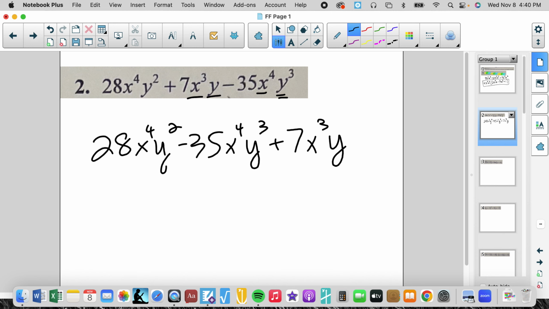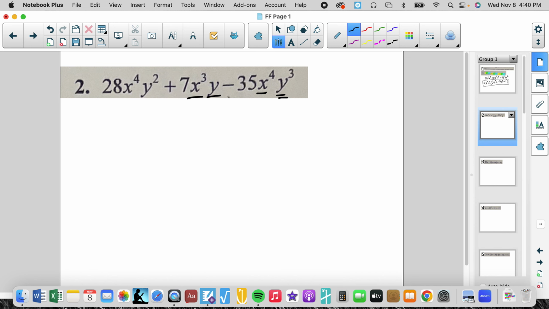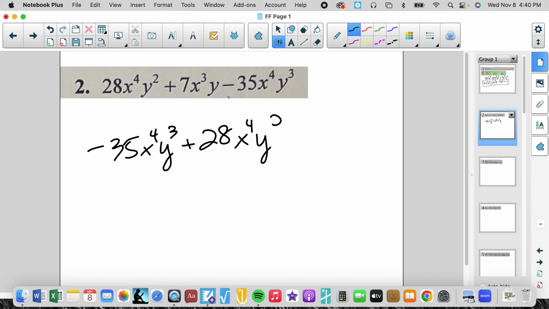Oh, look at that. I miswrote it, because these both have x to the 4th. This is x to the 3rd. This is y to the 3rd. This is y squared. So actually, this is not standard form. Standard form would be, this term would be first. Negative 35 x to the 4th y to the 3rd plus 28 x to the 4th y squared plus 7x to the 3rd y. Ooh, that was a little tricky.